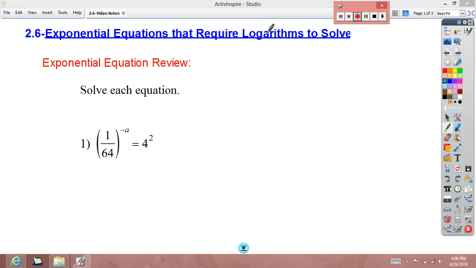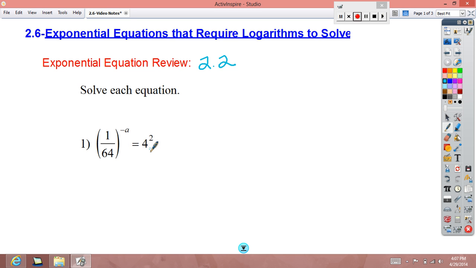And what I want to do before that is just review. This is a review from 2.2. So we had equations like this, right? Exponential form here. And what was our goal? Our goal was to get the base the same, right? And that's still our goal here with all exponential equations. We're going to look at what happens in a different way. But here we want to get the base the same.